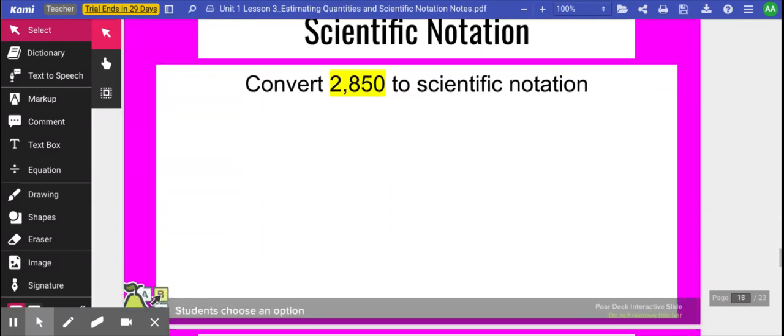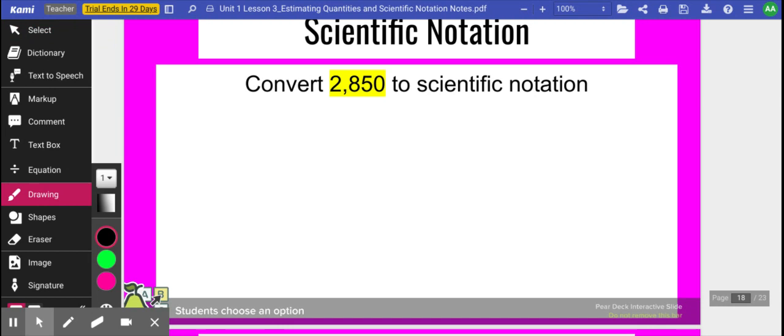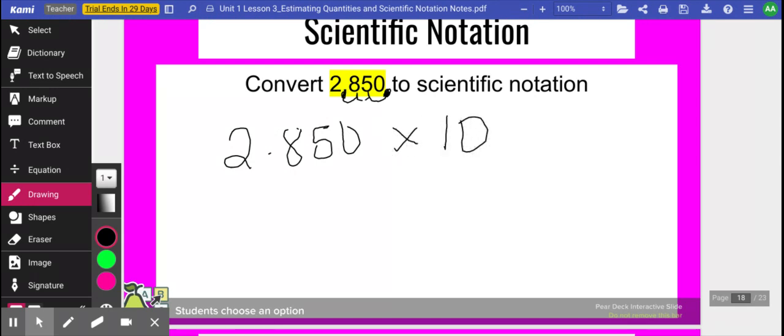So let's convert 2,850 to scientific notation. It's understood that my decimal is at the end. I'm going to move my decimal 1, 2, 3 places to the left. So I have 2.850 times 10 to the third power.